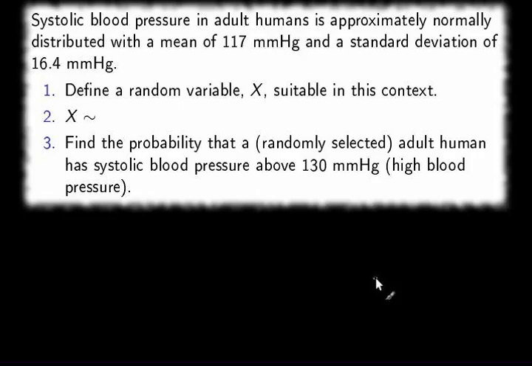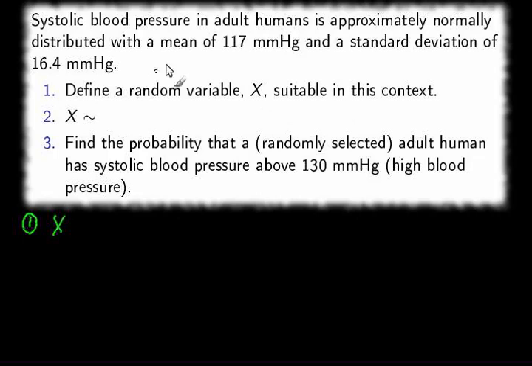Systolic blood pressure in adult humans is approximately normally distributed with a mean of 117 millimeters of mercury and a standard deviation of 16.4 millimeters of mercury. Number 1. Define a random variable x suitable in this context.